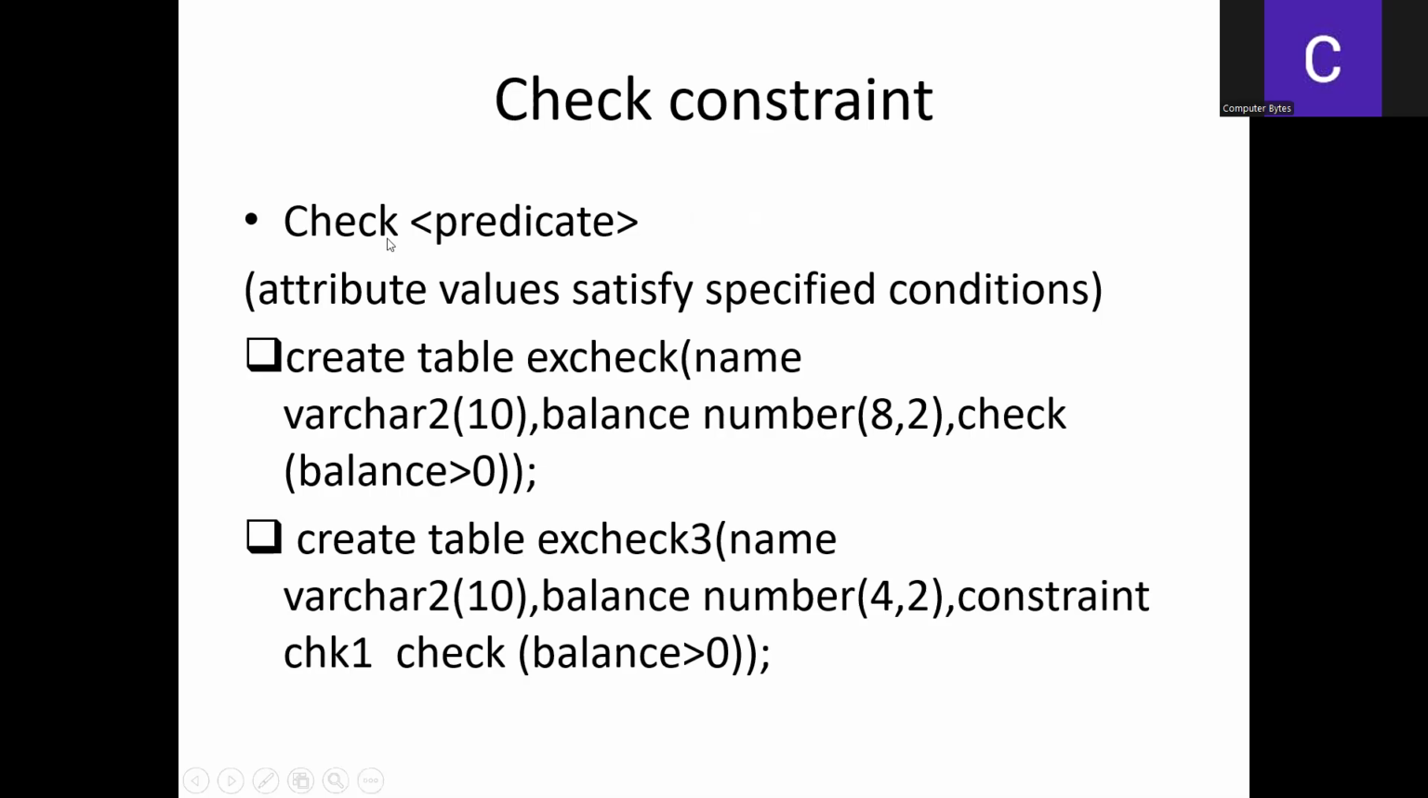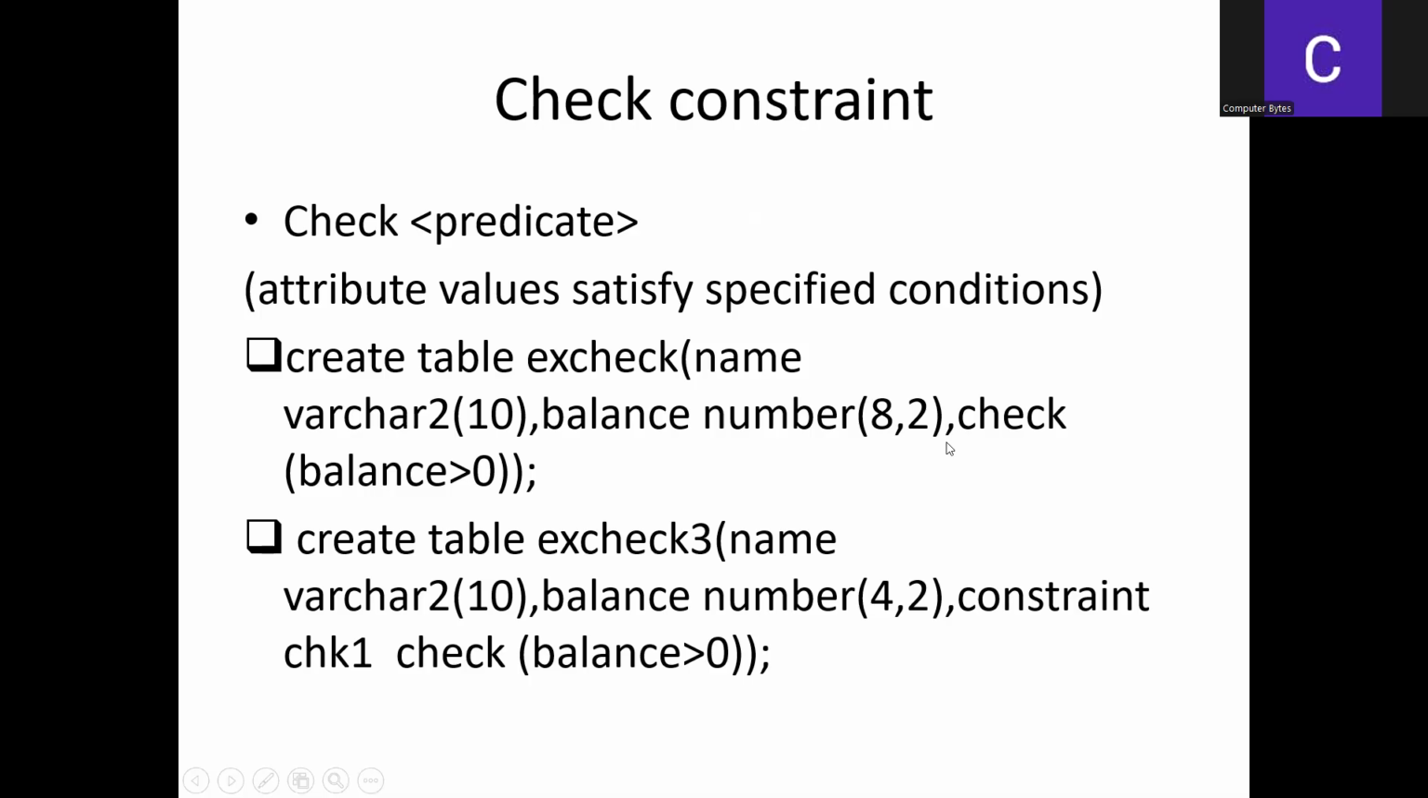A check constraint is where we have to give some condition on a column name to check while inserting the values, meaning while creating the table itself, you have to give that predicate, that is the condition. Here I have a table called xcheck with the fields name and balance. I want to check that the balance should be greater than 0. It should not be negative. Always it should be greater than 0, given in the create table itself.